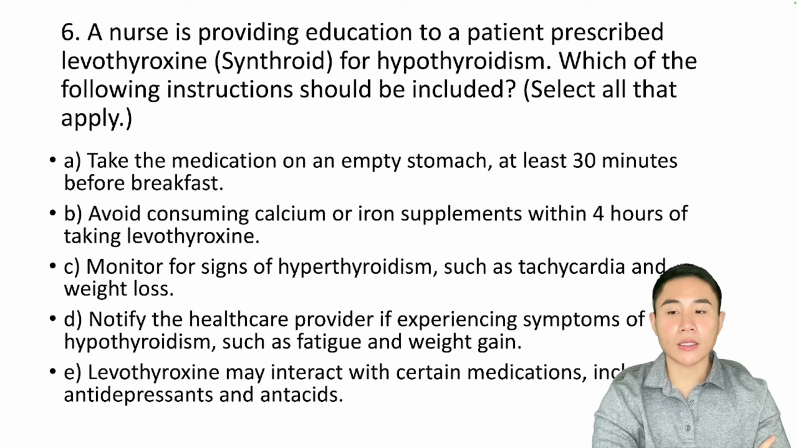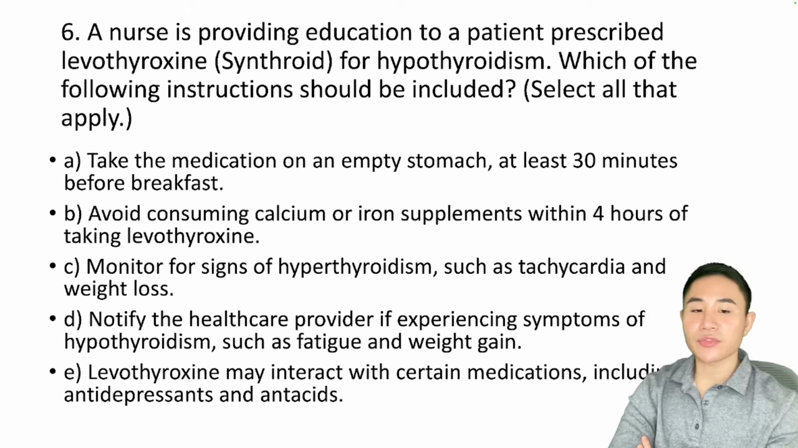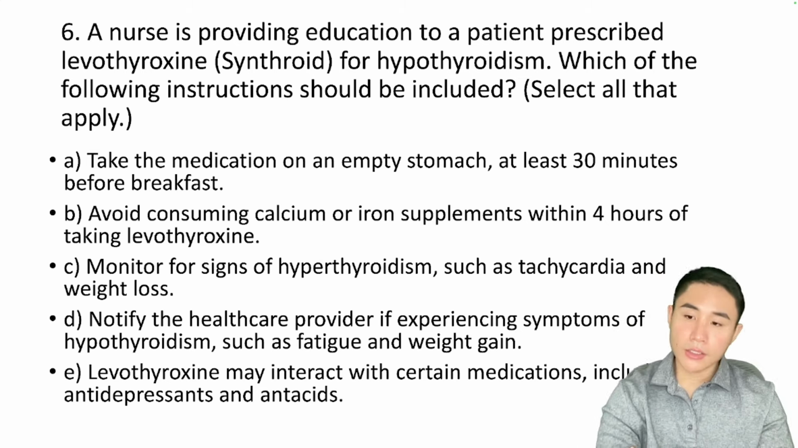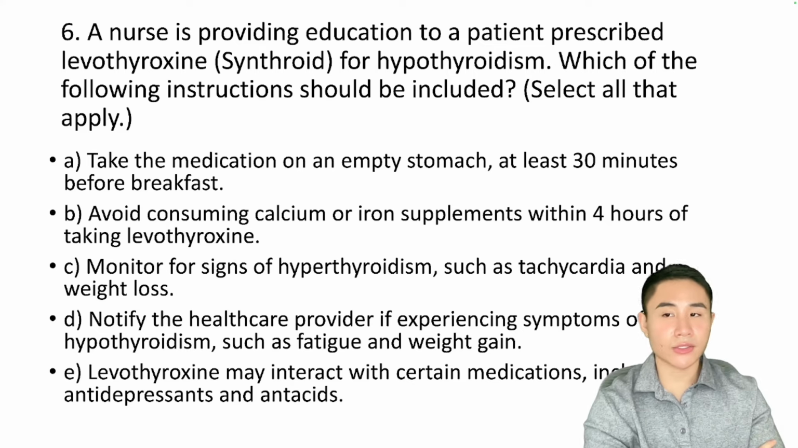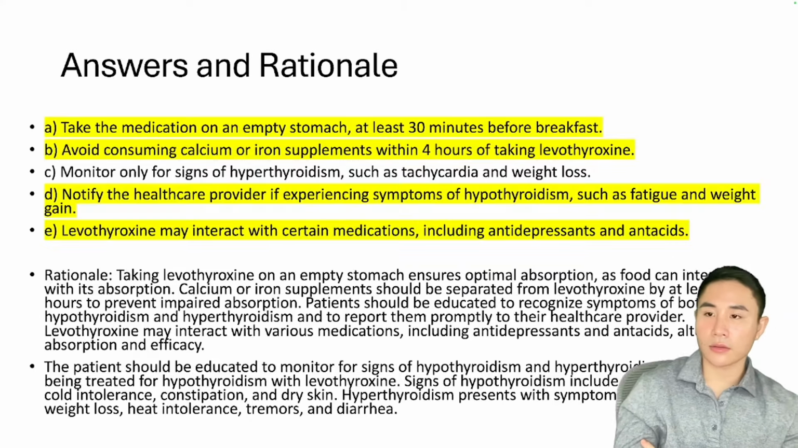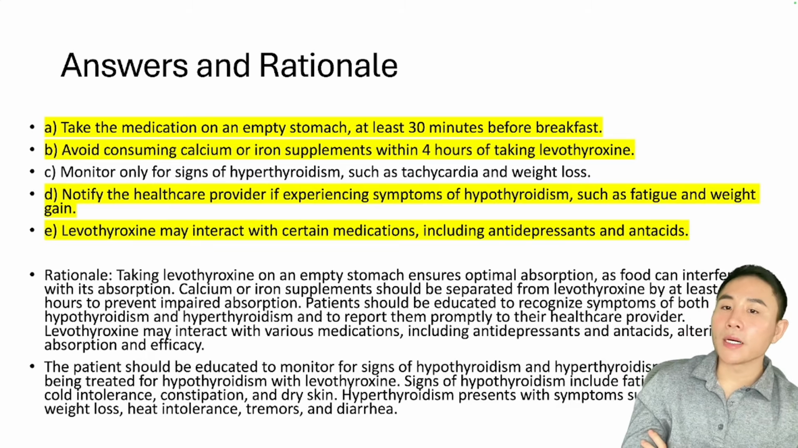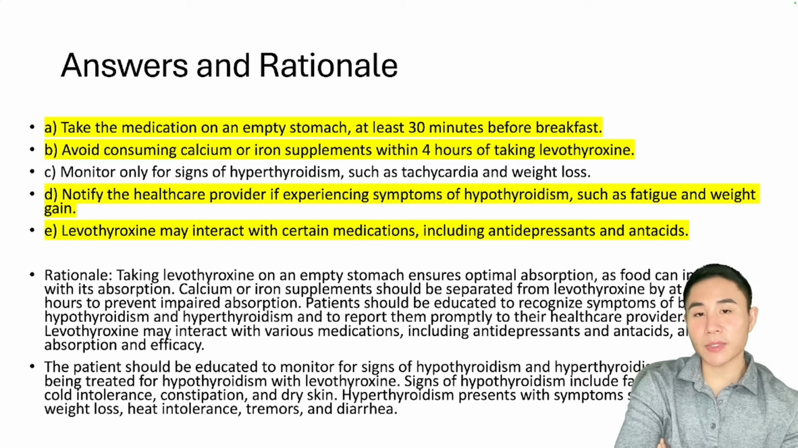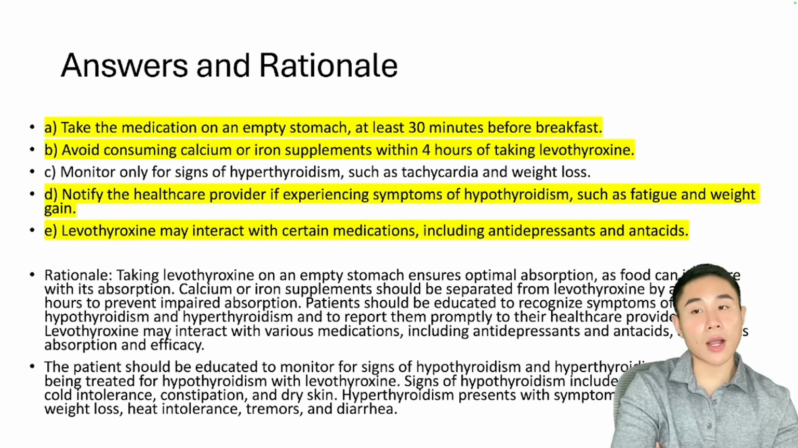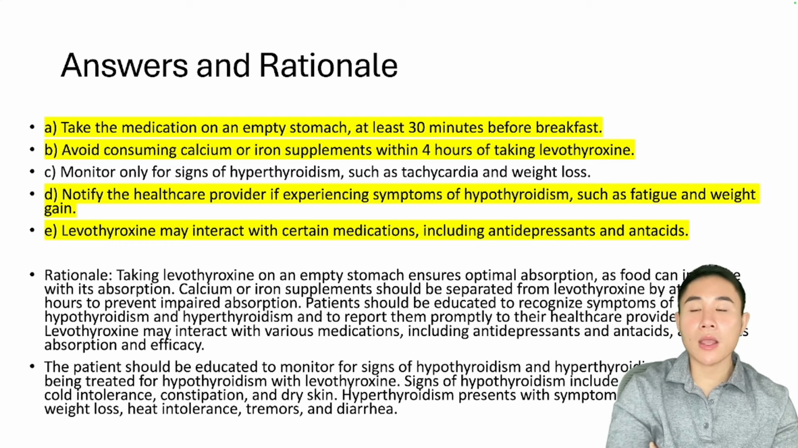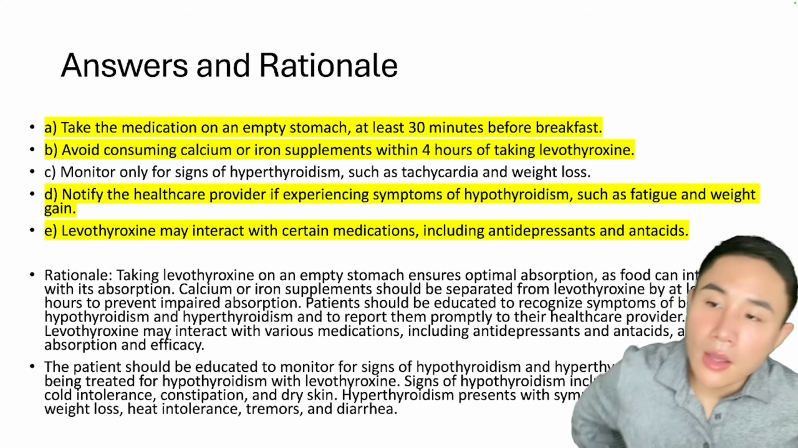What about E? Levothyroxine may interact with certain medication, including antidepressants and antacids. Correct. So E is also a correct answer. So my answer choices are A, B, D, E. Yes. But I also think that C should be correct because what if the dose is too high? Right? It can lead to hyperthyroidism. But apparently that's really not a thing.